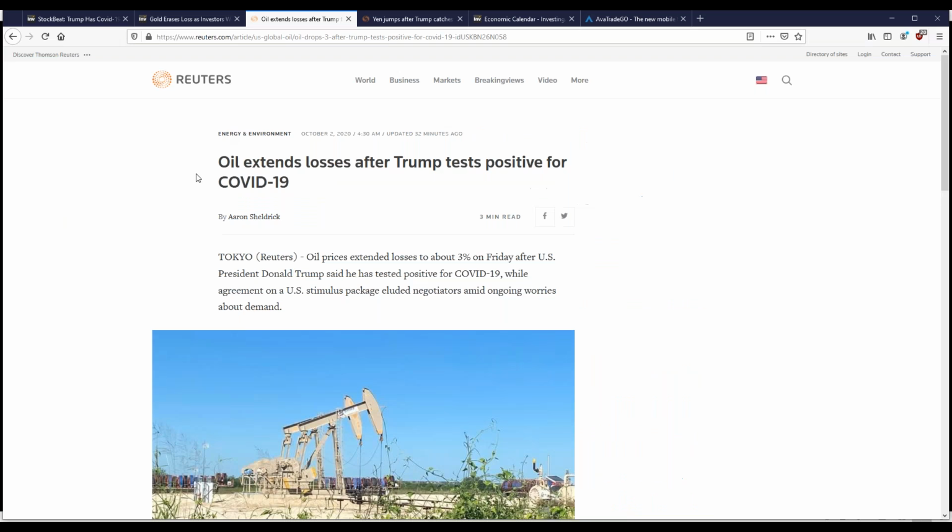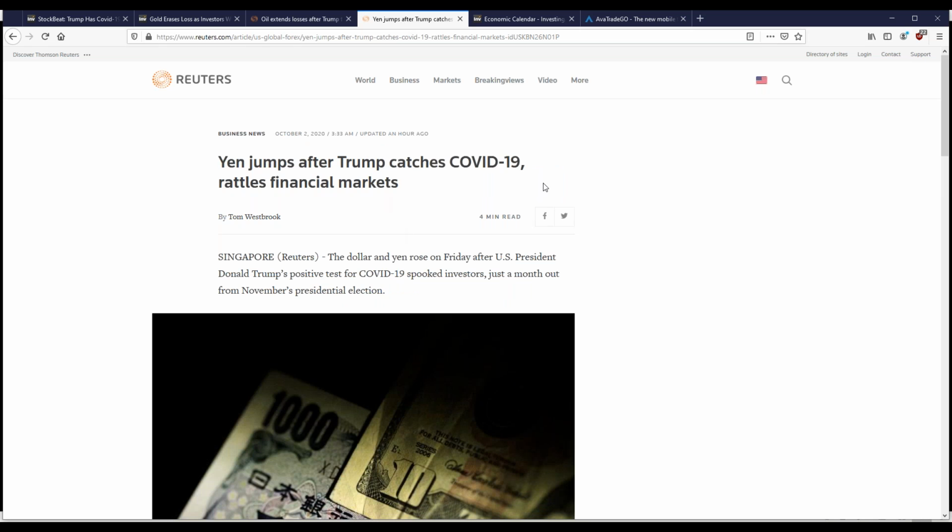Now, if we go to oil, what happened to oil? Dropping, right? Why would oil drop? Because anything that could be bad for the economy is bad for oil, right? Bad for oil demand. And so then prices drop, and it responded with a 3% drop pretty quickly. Why would the yen be strengthening? Yen jumps. Every asset that's in the headlines is reacting because of this fundamental news, okay?